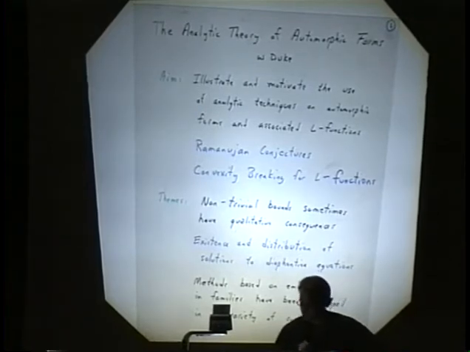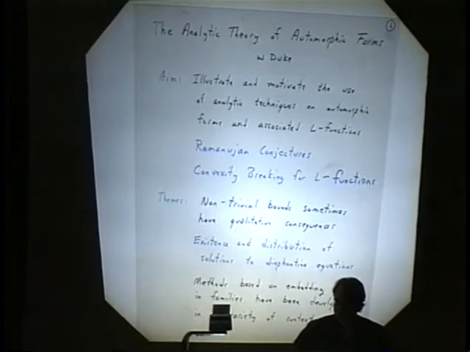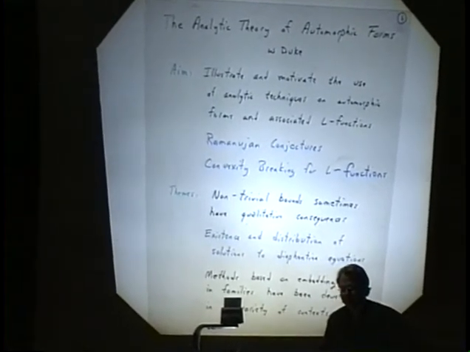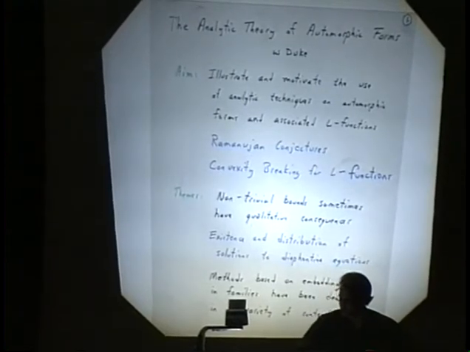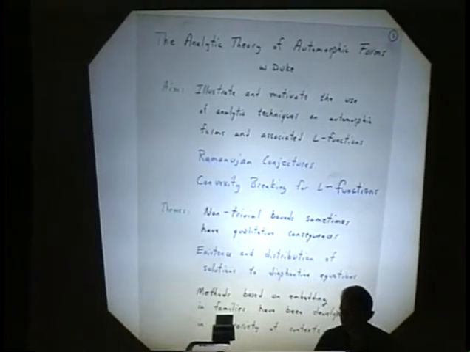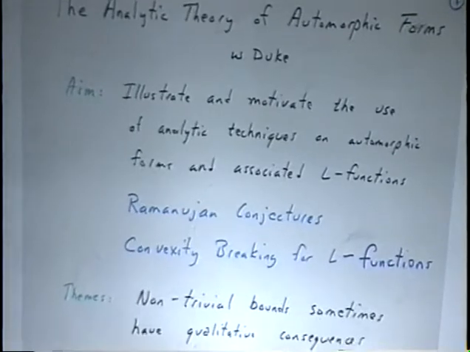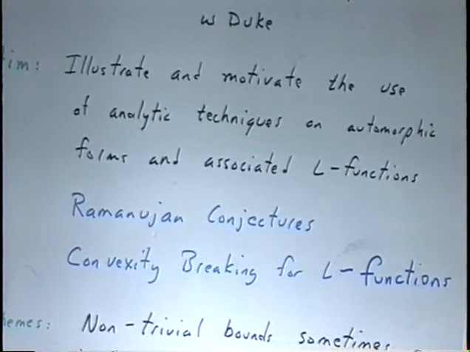In particular, the type of application I'm going to use to illustrate this are the existence and distribution of solutions to Diophantine equations, and in particular quadratic forms, although there are some higher degree examples as well. And I want to show the methods that have developed to do this, and they kind of go under the name of using families and the amplification method.